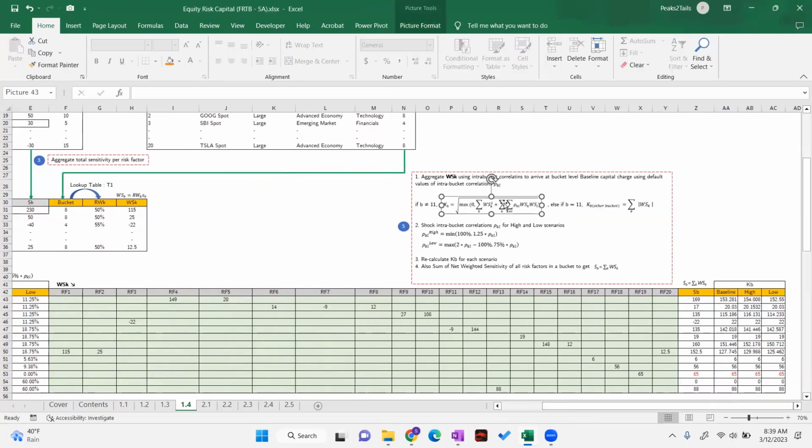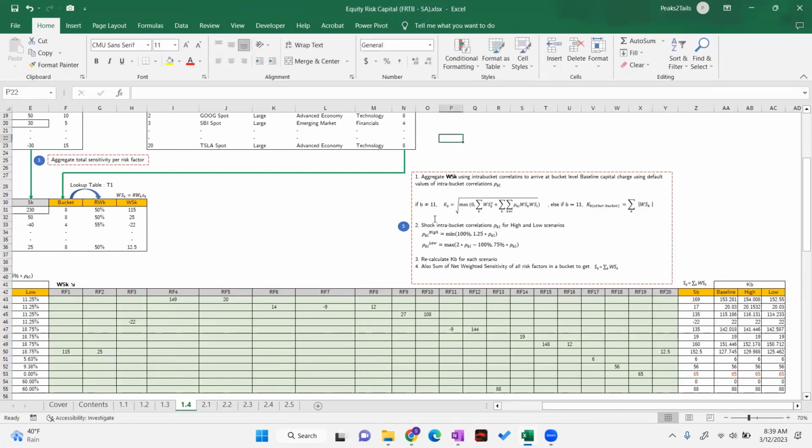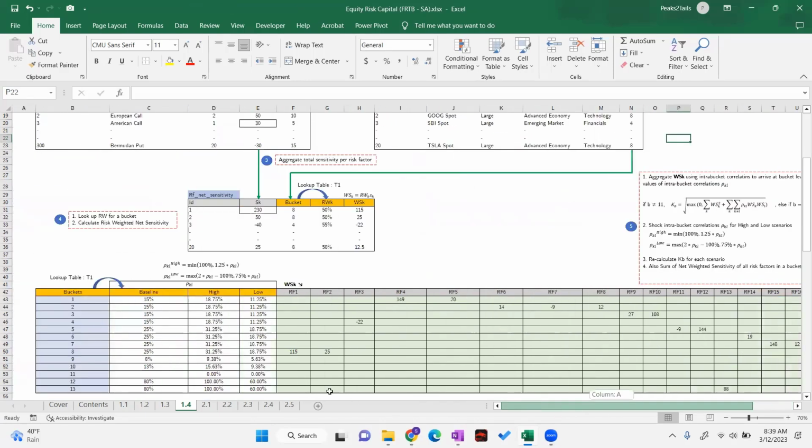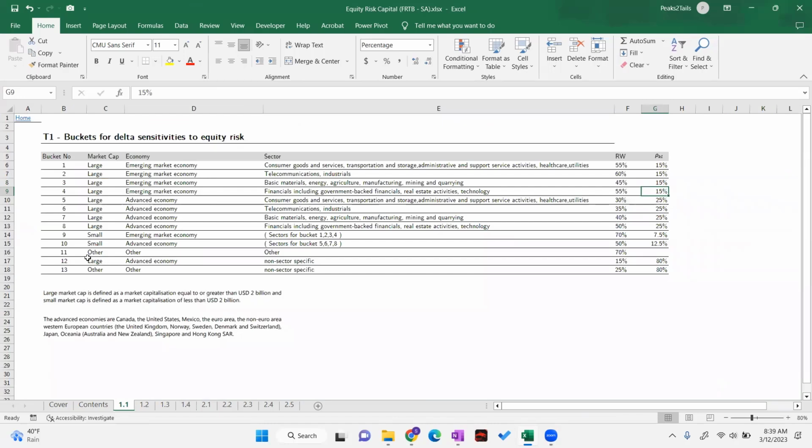You will use this formula everywhere except for bucket 11. That is what I think I briefly mentioned last time, but you see this in action here. Bucket 11 is special. There is actually no correlation. Why? Because it's the other bucket. Bucket 11 is the other bucket, so we assume everything is kind of like a standalone. The risk factors do not talk to each other. Everything is put into that miscellaneous kind of bucket.